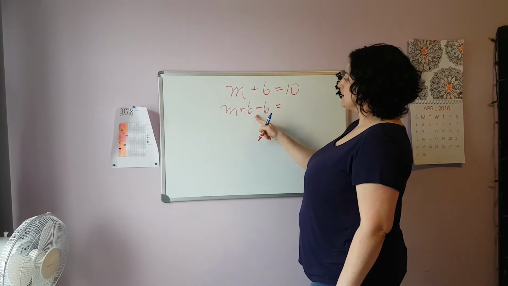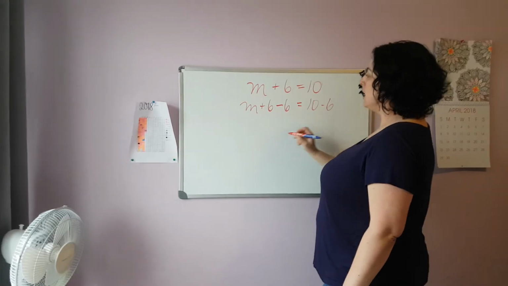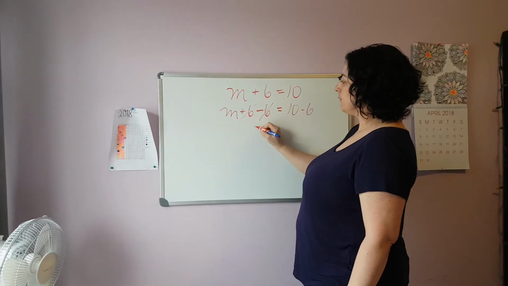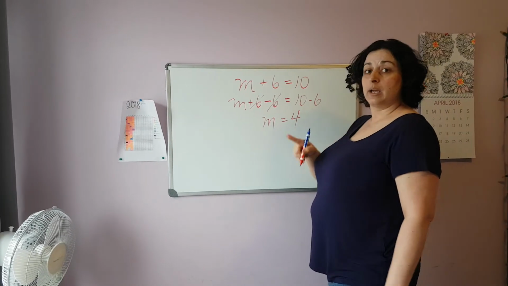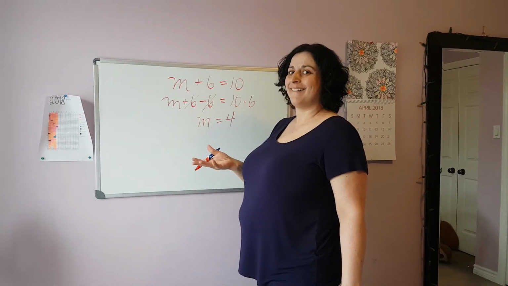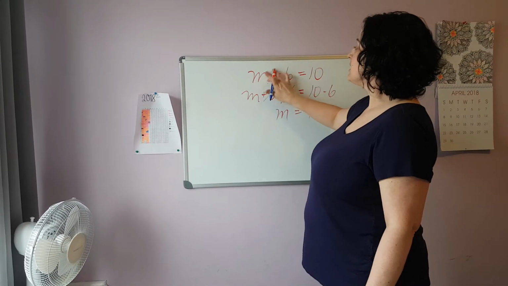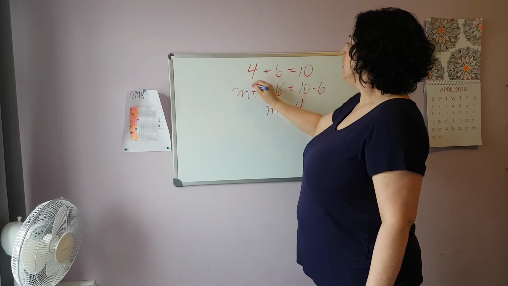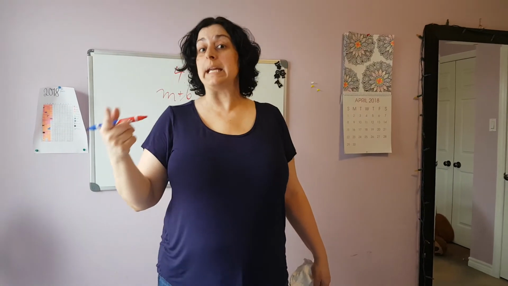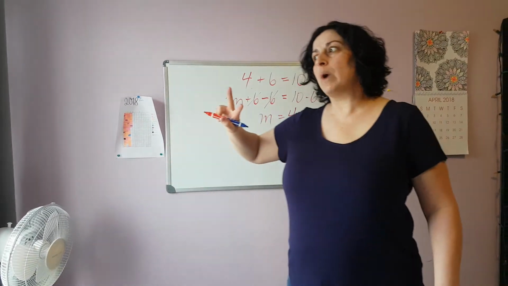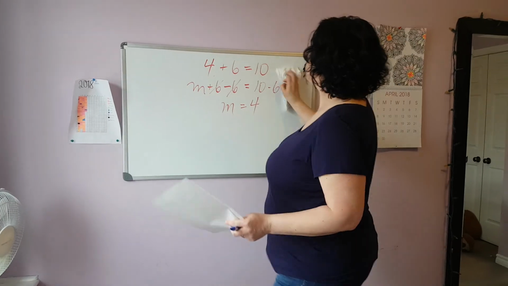If I'm subtracting 6 from the left, I have to subtract 6 from the right. 10 minus 6. This cancels out this, leaving me only M on the left side. 10 minus 6 is 4. How do we check our work? That's right. Take your 4, use it to replace the variable. Is 4 plus 6 10? You got it right. Okay, so those were the easy ones. Sometimes when your number sentence is written a little differently, they're a little trickier. Let me show you.